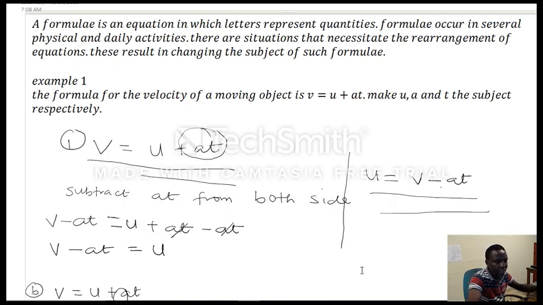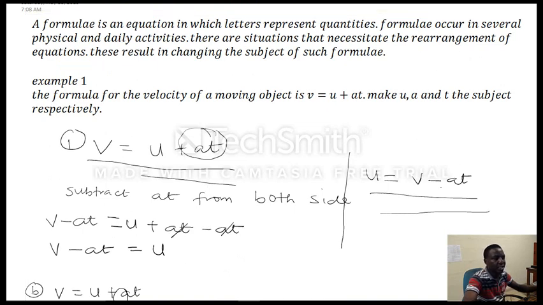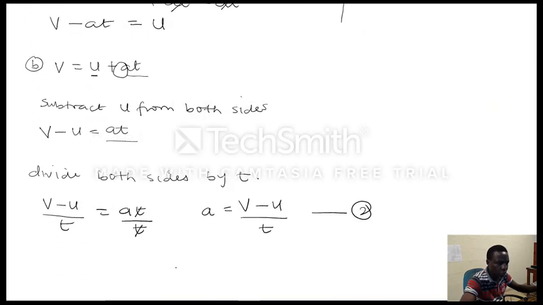And the question says we should make U, A, and T the subject respectively. I have made U the subject of the formula from equation 1, and also from equation 2, I have made A the subject of the formula. So next is for me to make T the subject of the formula. Just like I said, you can take from equation 2, equation 1, or from the initial equation, and from there you can make T the subject of the formula.